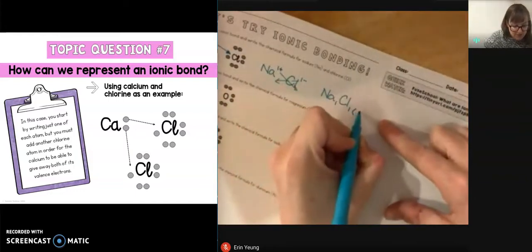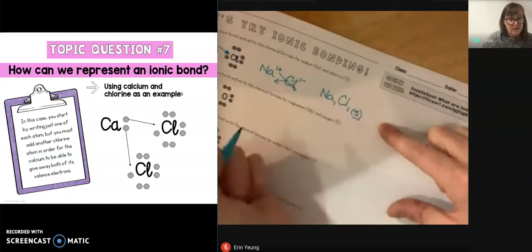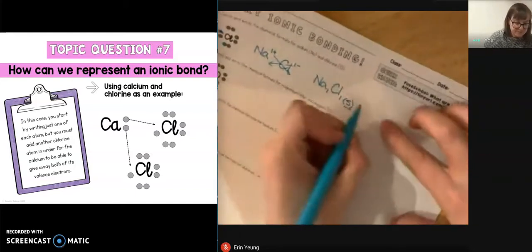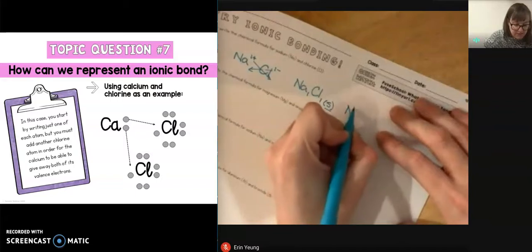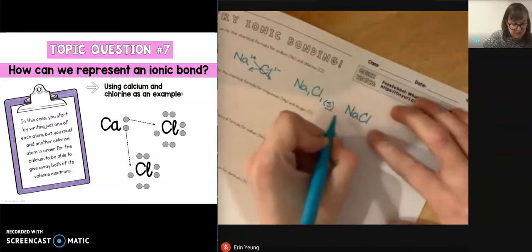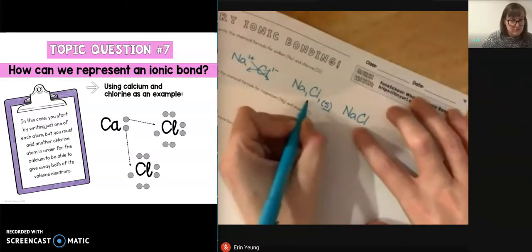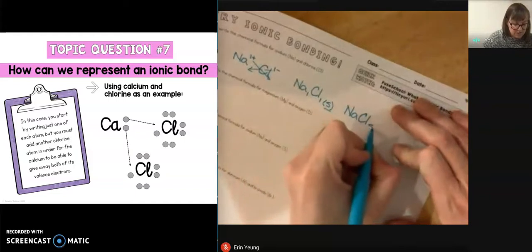At the end of this, you're going to write a little solid because all ionic bonds are solid at room temperature. Then you're going to come over here a little bit more, and you're going to write NaCl because you're going to get rid of both of those ones because they shouldn't be there. And then you're going to write solid.